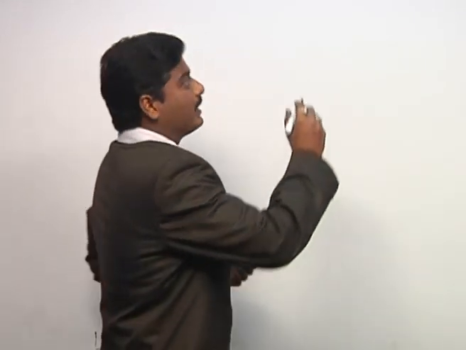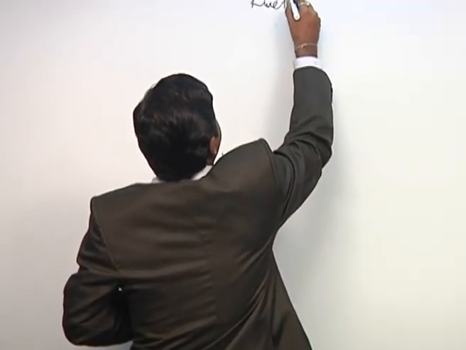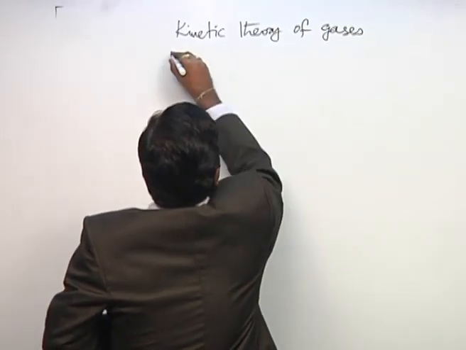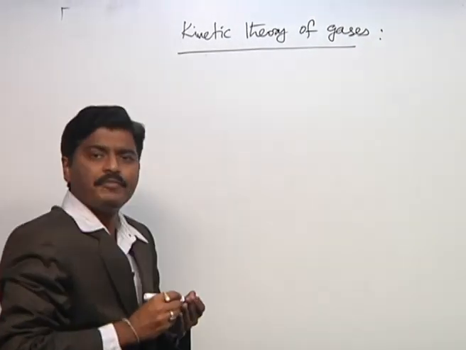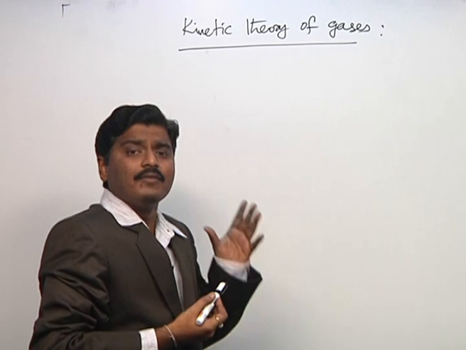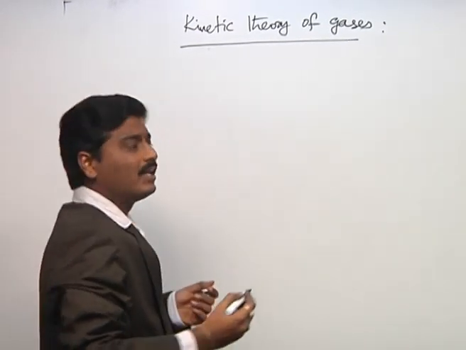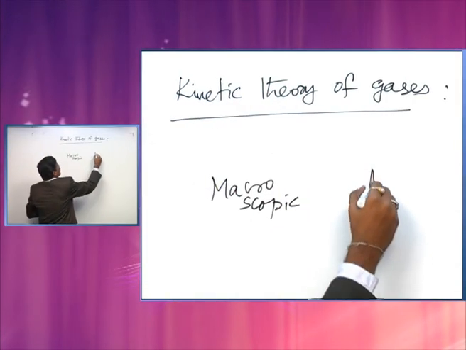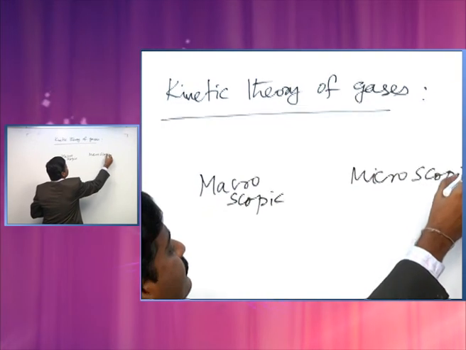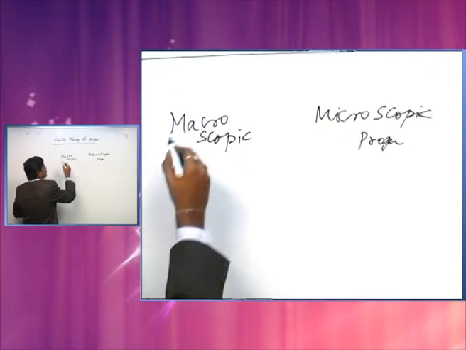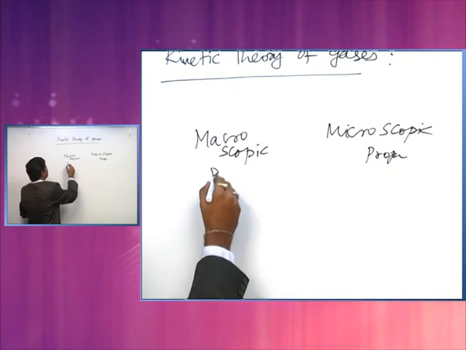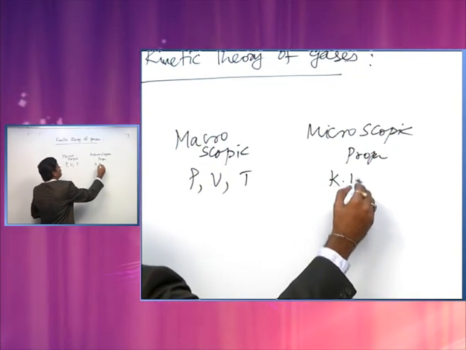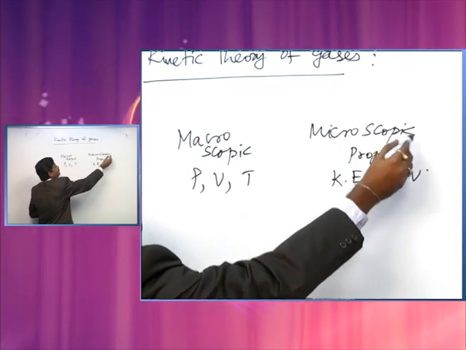Today we are going to discuss the kinetic theory of gases. The kinetic theory of gases explains the relation between macroscopic properties of the gas and microscopic properties. The macroscopic properties are pressure, volume and temperature, whereas the microscopic properties are kinetic energy, momentum and velocity.